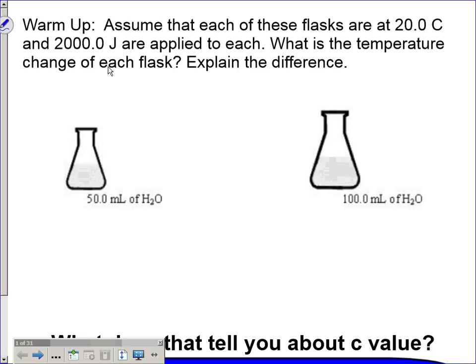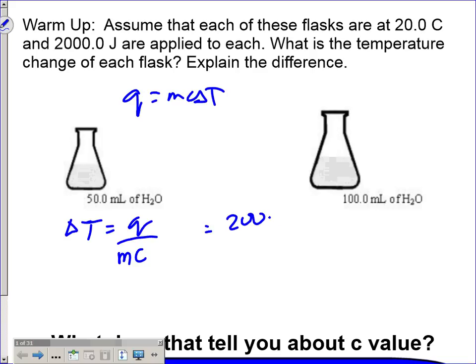So basically what you're solving for in this case is delta T, for both of these. Q equals mc delta T, so delta T is equal to Q over mc. Q is 2,000 joules for both of them. M is either 50 or 100. And the c is still the same at 4.18 joules per gram degree C.